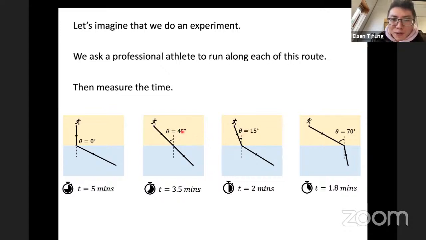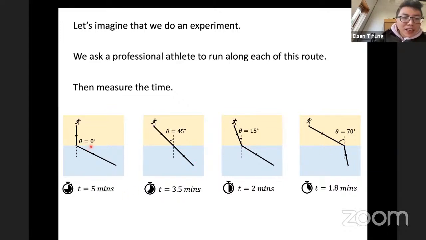Apologies. I think this 45 and 15 are swapped. The 15 should be here and the 45 should be here. So basically, we ask an athlete to run along each of these courses, and then we measure the time.